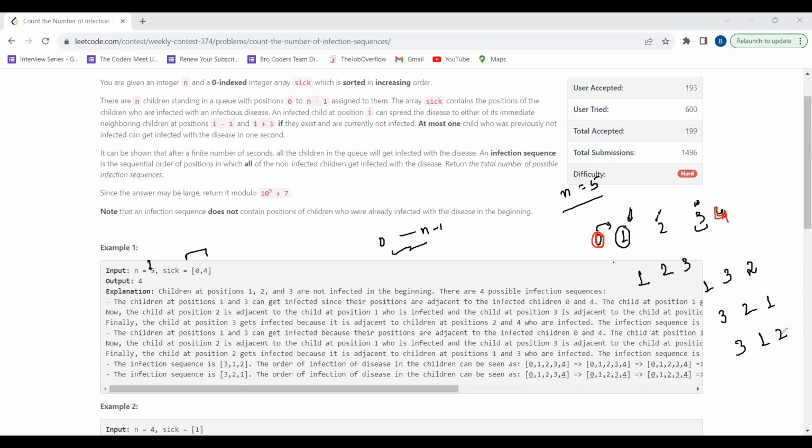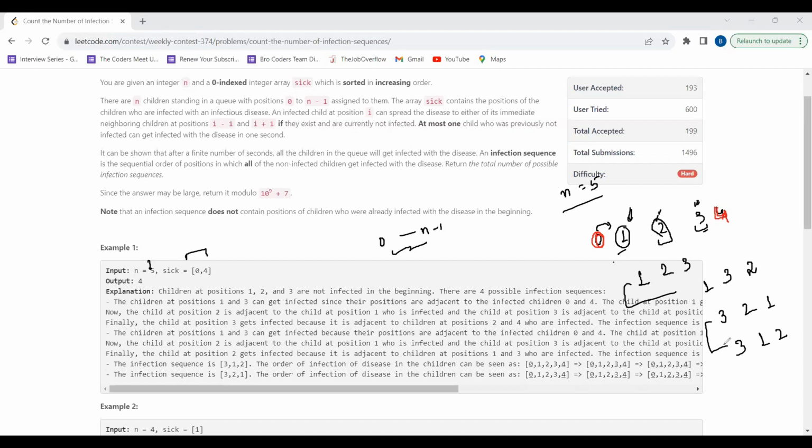No, we can't have any other sequence, because see, here 2 can't get infected in the first place. Either 1 or 3 needs to get infected first. So we exhausted all the possibilities of starting with 1. Then we exhausted all the possibilities of infection starting from 3. So we can't have any other possibility.